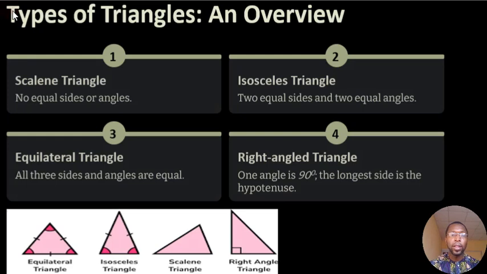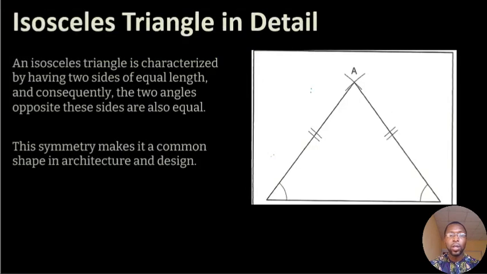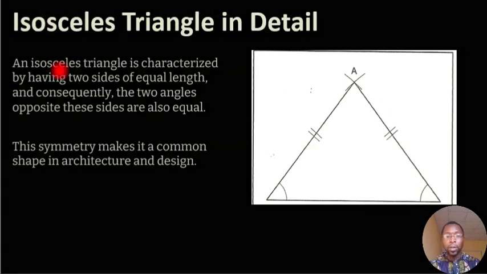So let's now talk about isosceles triangle in details. An isosceles triangle is known to have two equal sides. This is it here. So when we mark double line here, then we also mark double line here to show that these two sides are equal. If I put only one mark here, and then put another one mark here, you show that they're equal.